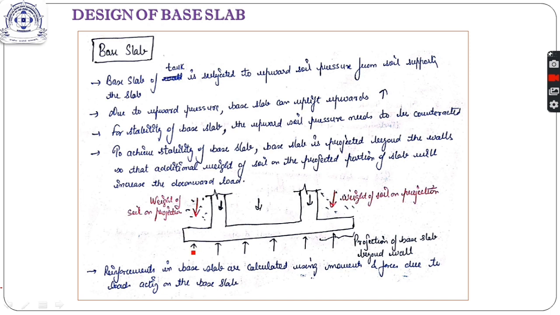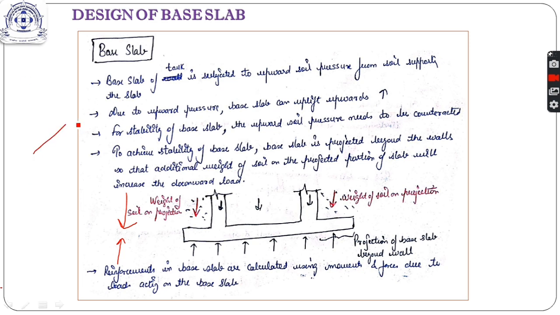So to avoid that, for the stability of the tank, what we have to do is to counteract this. The tank will not uplift when the upward force is balanced by some downward force. If both forces are balancing each other, then the uplift will not take place. So we should have more and more downward force so that this particular force is counteracted. To increase the weight of the soil, the downward load, what we do is project the base slab outside the walls.